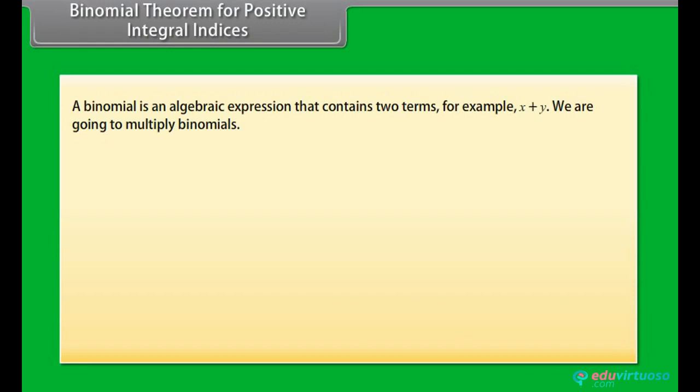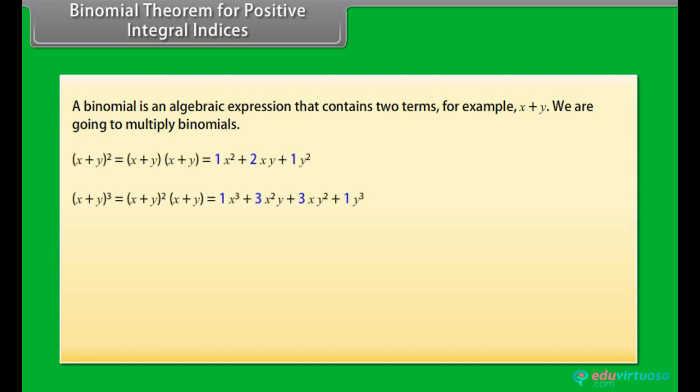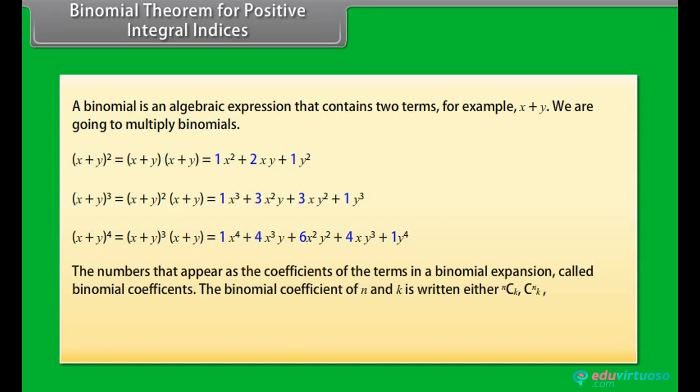For example, x + y. We are going to multiply binomials. The numbers that appear as the coefficients of the terms in a binomial expansion are called binomial coefficients. The binomial coefficient of n and k is written as nCk.